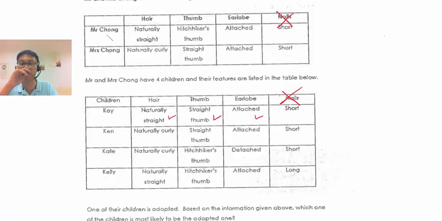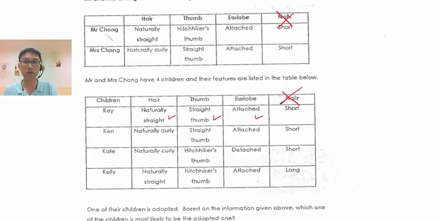Right, because this is not a trait that can be inherited. Hair, naturally straight, naturally curly, you actually inherit that. The natural straightness. I'm not talking about perming or rebonding. So that's why we talk about naturally. Okay, the thumb is something you can inherit. The earlobe is also something you inherit.